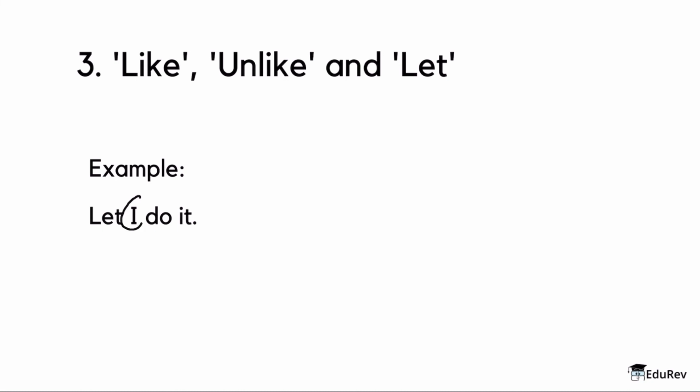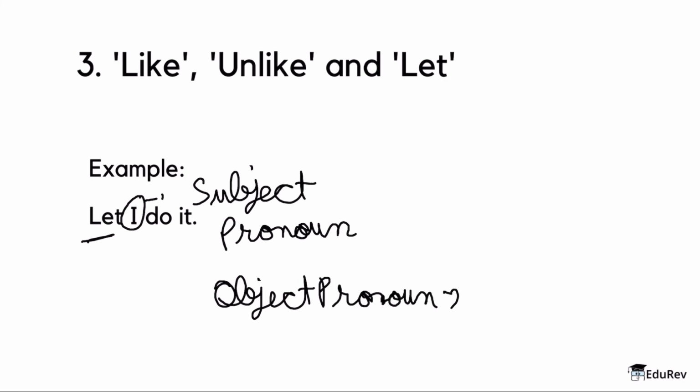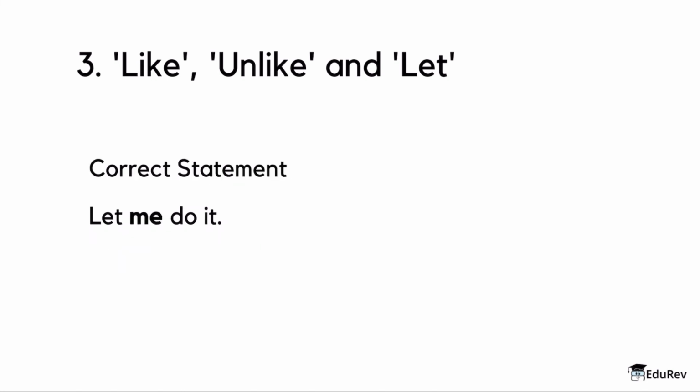Once again, I here is a subject pronoun. And we know that after let, like, or unlike, subject pronouns are not used, and instead of them, object pronouns are used. The object pronoun for I, instead of the subject pronoun I, is the word me. So the correct statement would be "Let me do it." Now let's look at the answer. Yes, you can see the correct statement is "Let me do it."